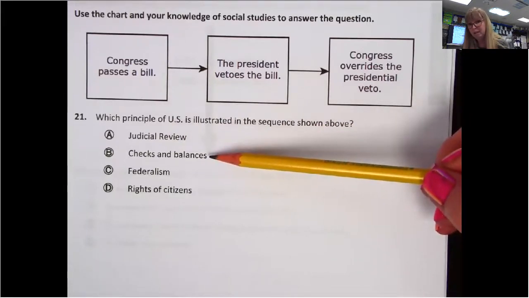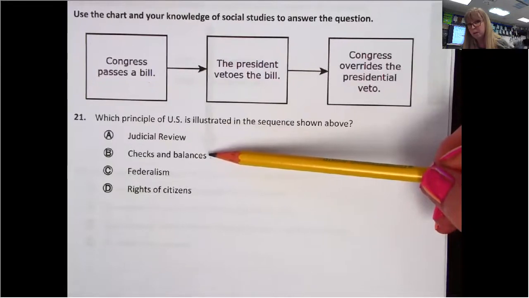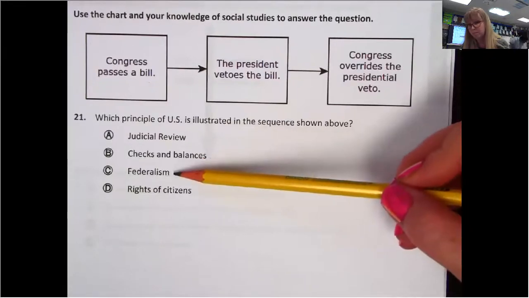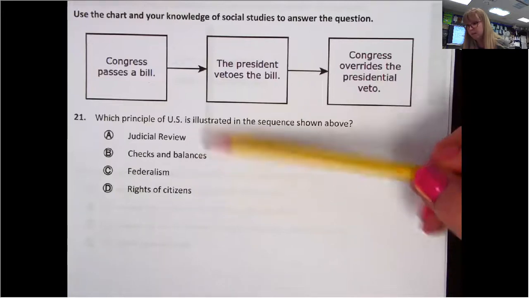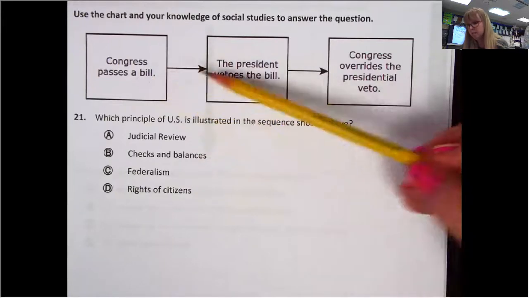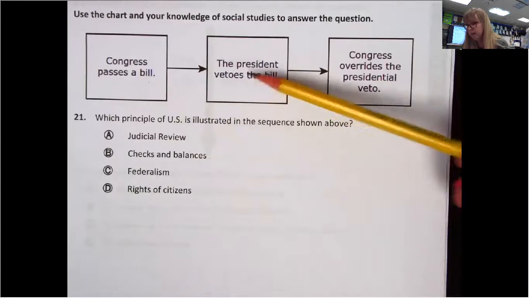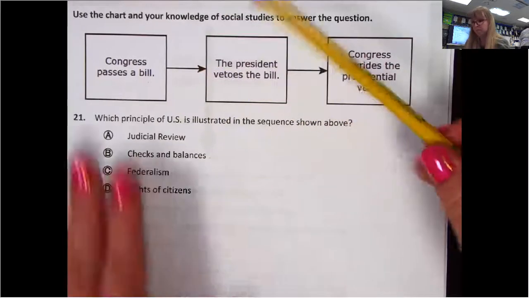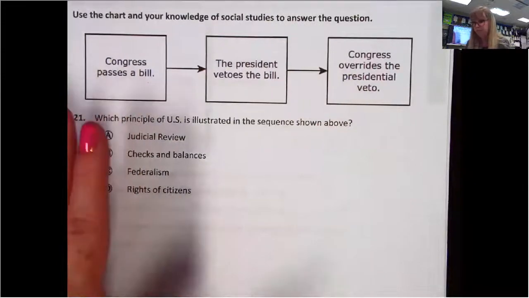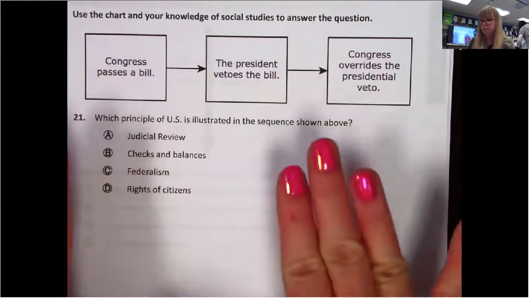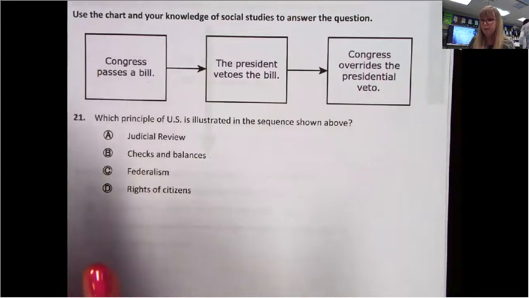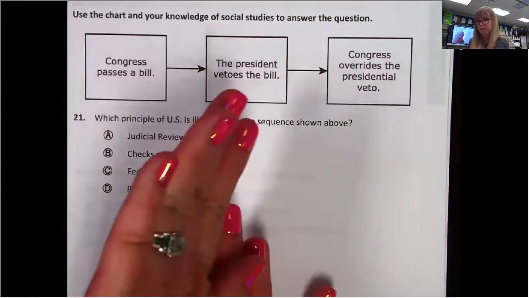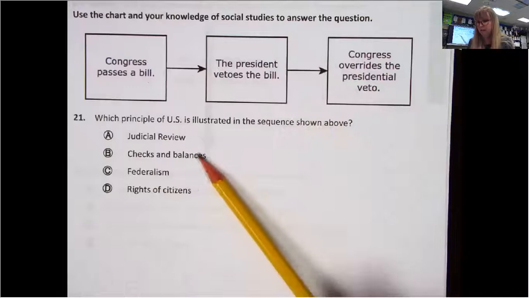Be glad your teacher looks over this, because the makers of this curriculum said it's federalism. No, it's checks and balances. Because when Congress does something, the president can say, nope, don't want that. And then Congress can override that. So it's kind of like this side does this, the president says no to that one, and then this one can go back and say no to the president. So that's a check and balance.